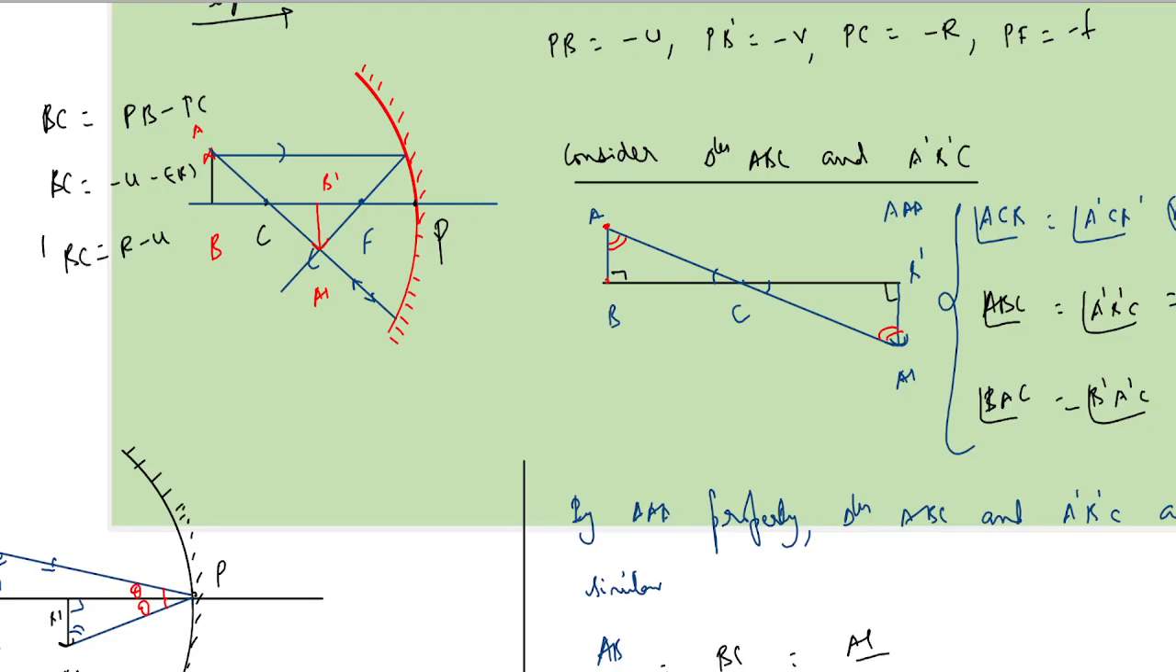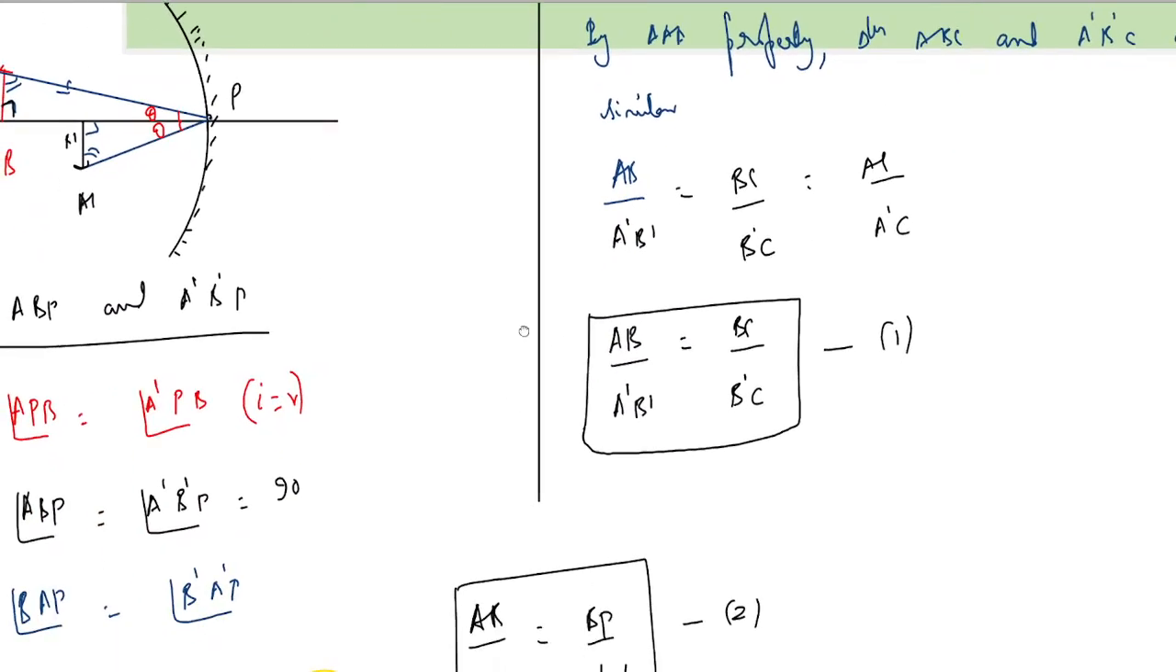So BC is R minus U, and then from here itself we can write out what is B'C, that is equal to PC minus PB', that is, this distance would be the whole thing minus this distance, and PC was minus R and PB' was minus V. So minus of minus V, that becomes V minus R. This is what is B'C. So put it back here.